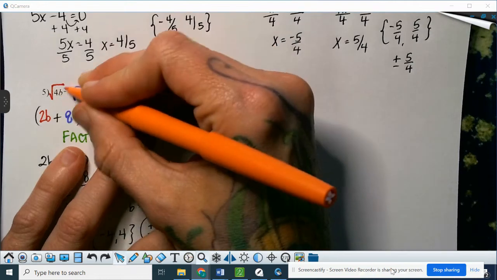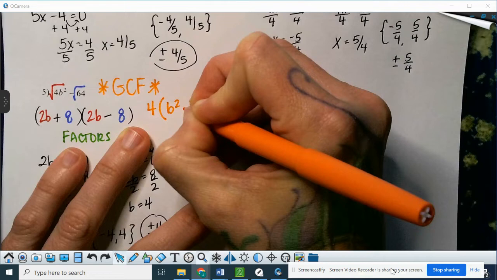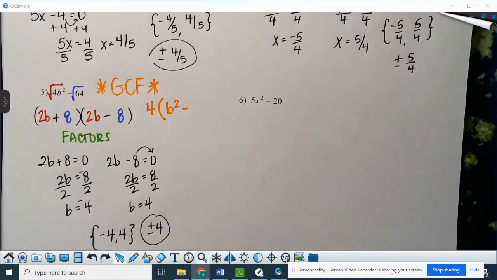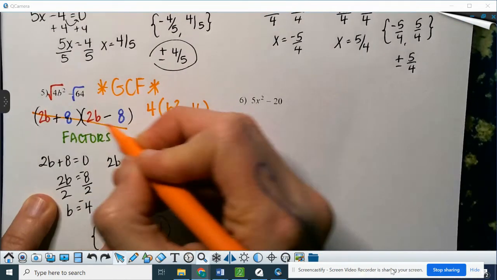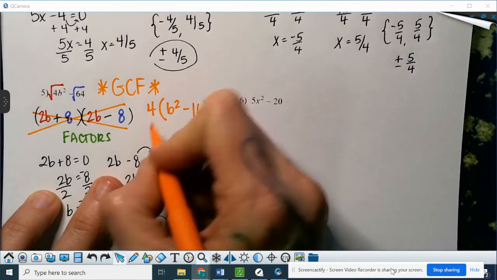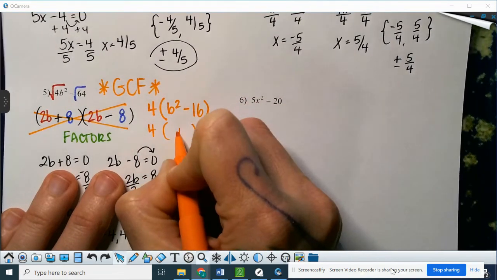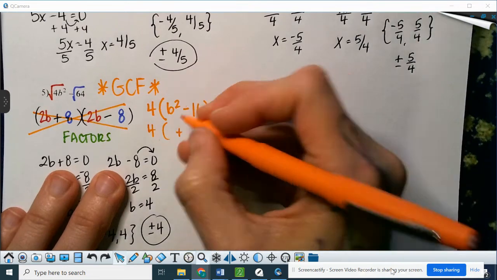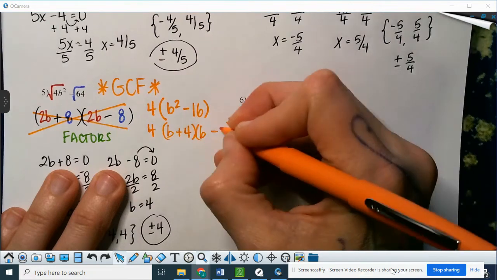So 4b squared minus 64, I can actually pull out a 4, which leaves b squared minus, and I believe it's 16. 64 divided by 4 is 16. Yep. Sorry, factoring is incorrect. Sorry, guys. So now we factored out the 4. We have b squared minus 16, so that's going to be differences of squares again, plus and minus. The square root of b squared is b. The square root of 16 is going to be 4 and minus 4.